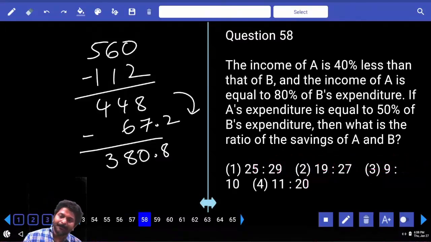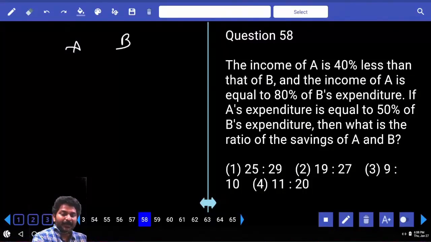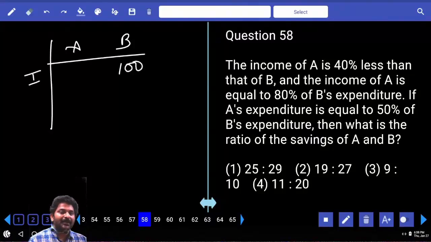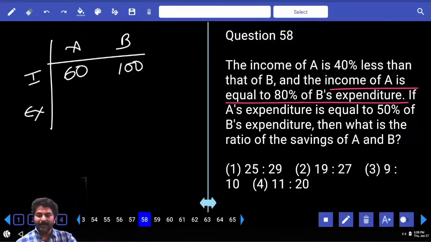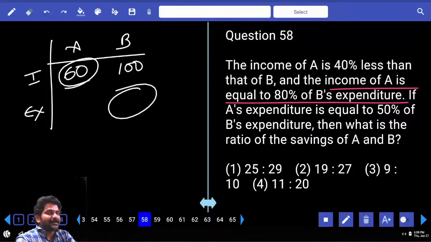That will be simple. The income of A is 40% less than that of B. Okay, there are two members, A and B. Their incomes, A is 40% less, so we must start with B only. If B is 100, A becomes 60, 40 less. Next, the income of A is equal to 80% of B's expenditure. So now they are talking about expenditure. Okay, 80%, if this is 80, the expenditure of B becomes 100, right?